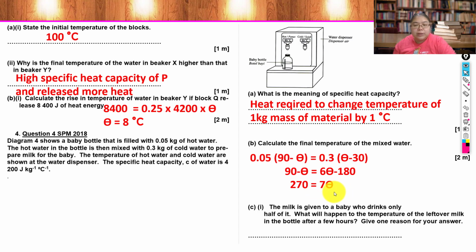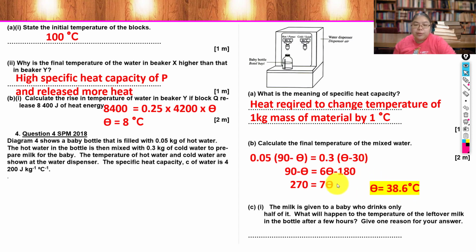Finally, I need to find out what θ is. So I need to take 270 over 7. From it, I get 38.6 degrees Celsius. So this one is the final temperature of the milk after they mix.